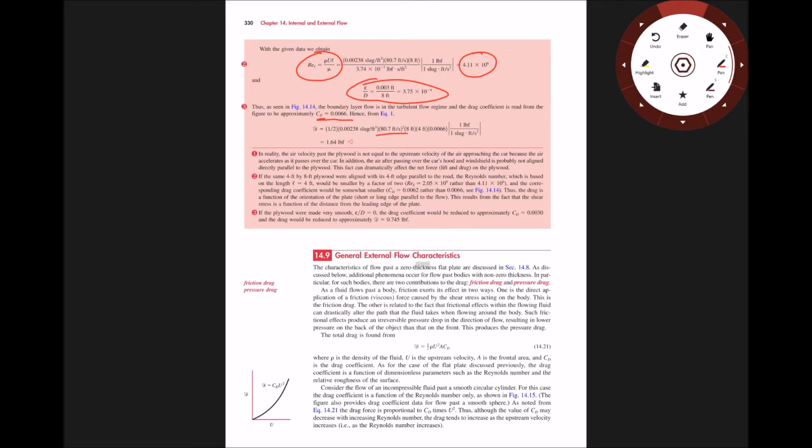Okay, now that we have CD, we know what is the velocity, we know what's the area, we know our CD, and that's the density of the air. So that is the drag that you do have.